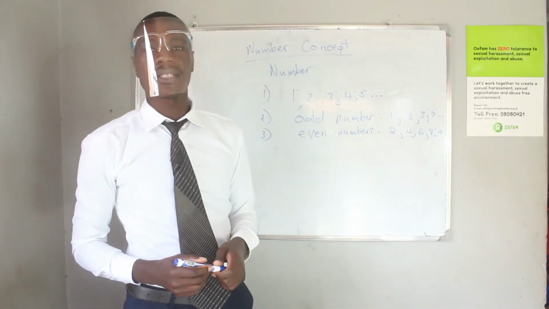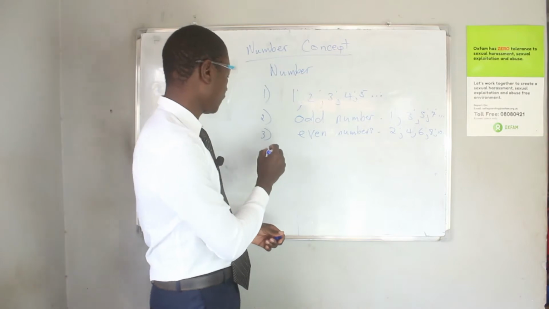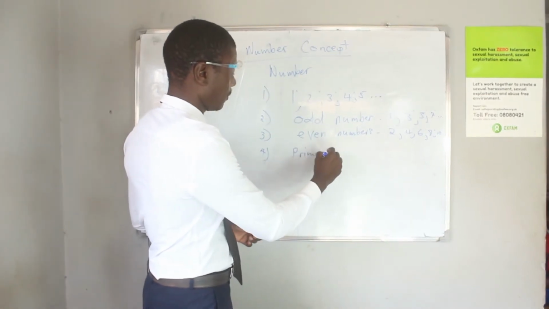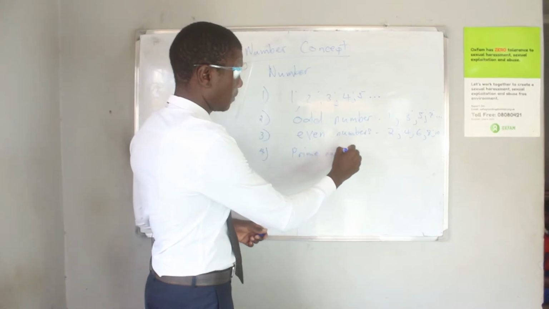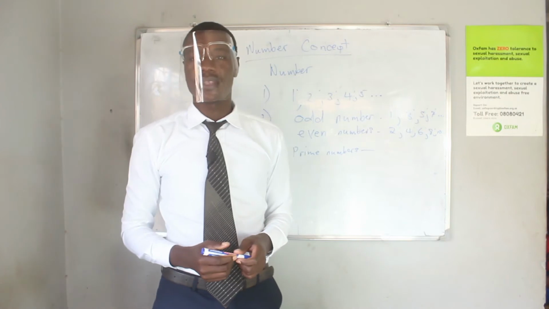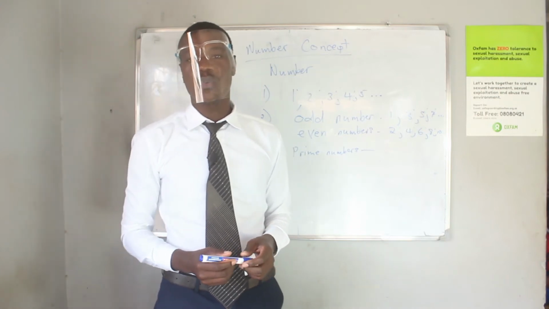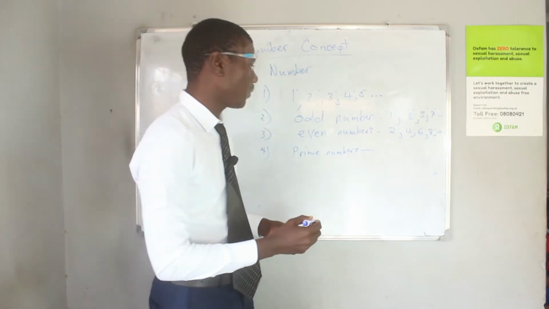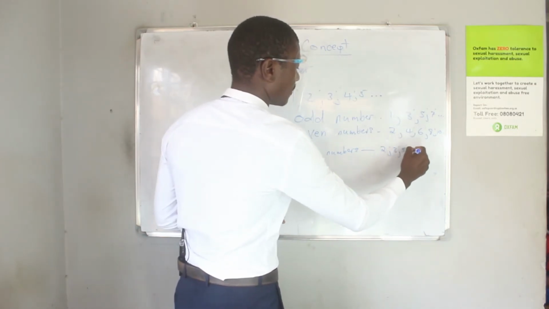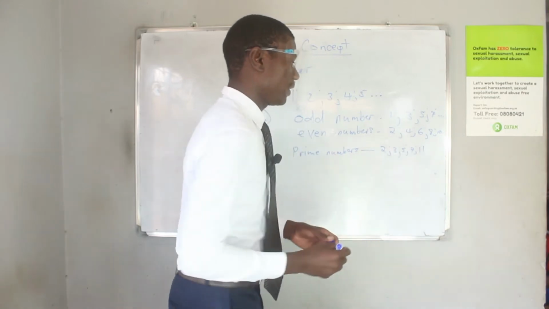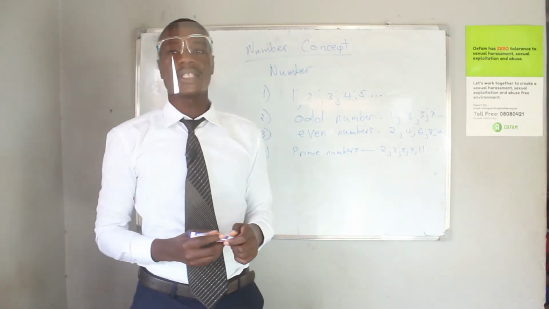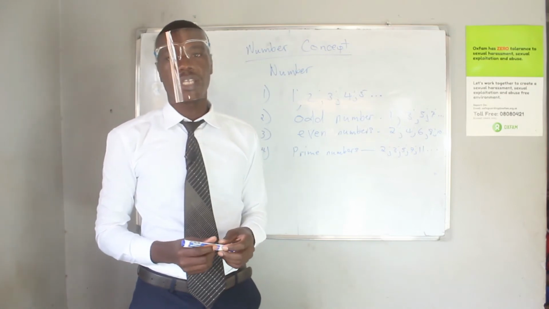Another class of numbers are prime numbers. Prime numbers are those numbers with 2 factors only, 1 and itself. For example, 2, 3, 5, 7, 11, etc. So 2 is the only number which is both even and prime.